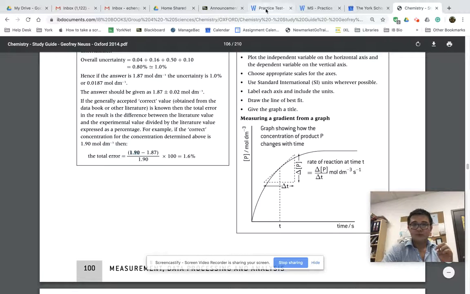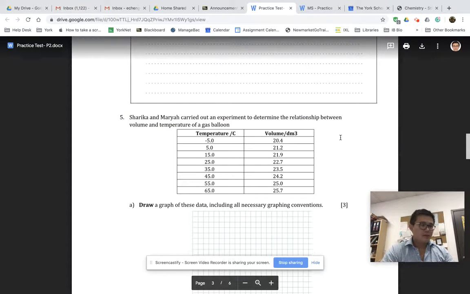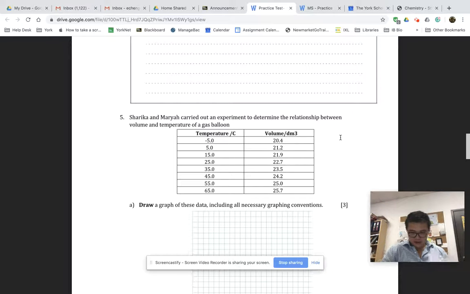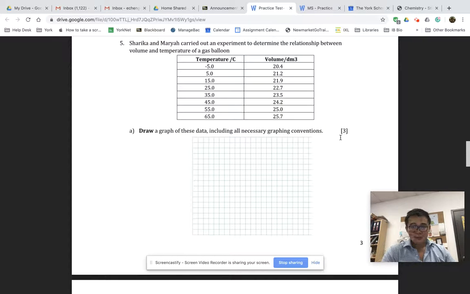So let's look at the practice test. I believe 11.2, question 5, and then A and B, that is about it. In this case, as you can see, you should bring some stuff that you can do graphs with, a ruler and things like that. So go ahead, pause the video, try it right now, and I'll go over the answer with you.